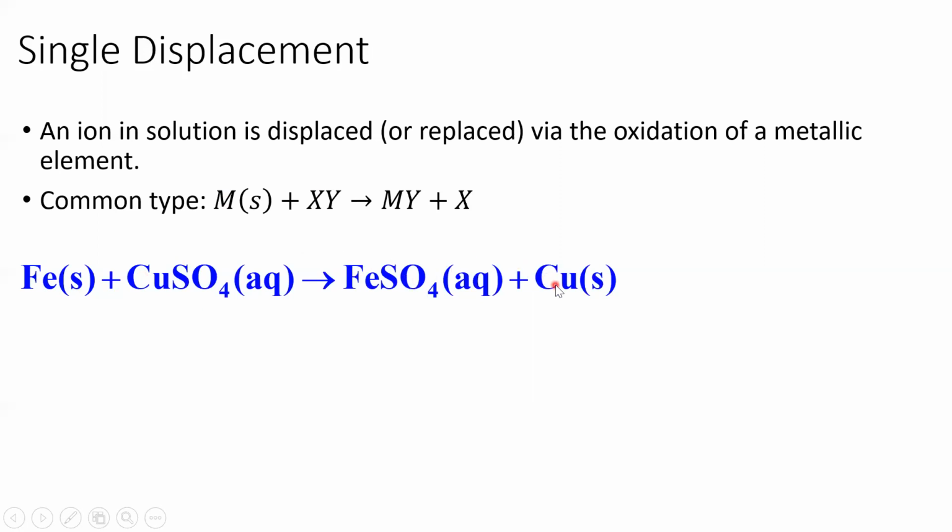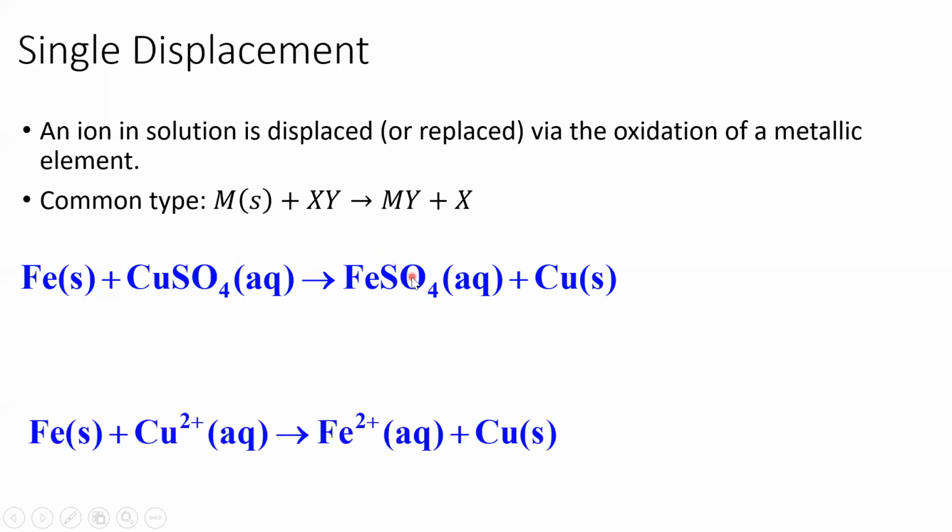Now, the sulfates are spectator ions, so we really could clean this up a little bit and cancel out the spectator ions. And we've got iron reacting with copper ions to produce iron ions and copper atoms. Again, we're just getting rid of the sulfates because they're spectators.